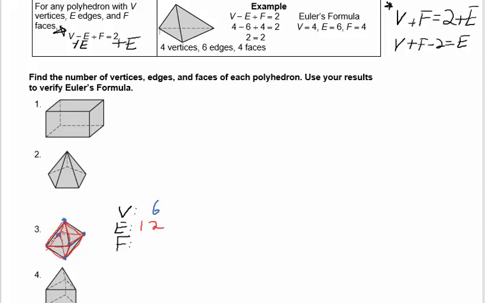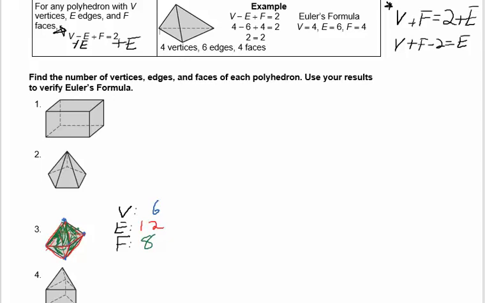All right, now faces. The faces are all triangles here. We have 1, 2, then there's one in the back, 3, 4. There's 4 for the top pyramid, and there's 4 for the bottom, 5, 6, 7, 8. So I got 8.